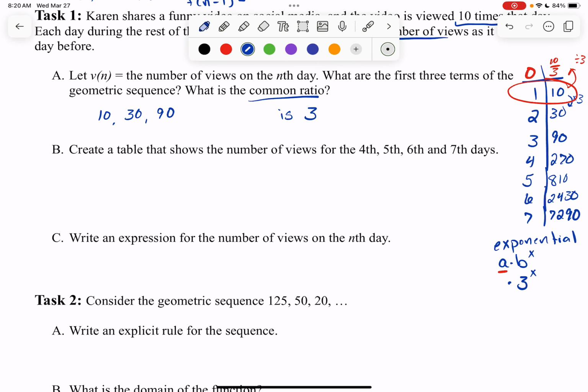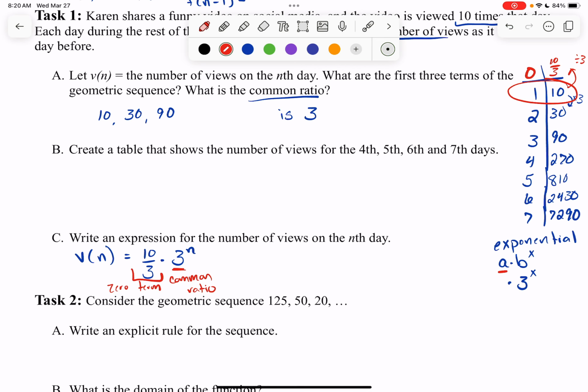So my expression for my sequence, they say to use V of n equals, so V of n equals 10/3 times 3 to the n. So this 3, again, comes from that common ratio. And this 10/3 comes from the 0 term.